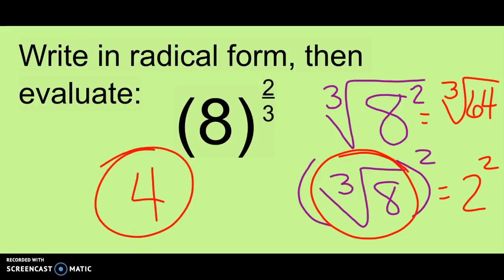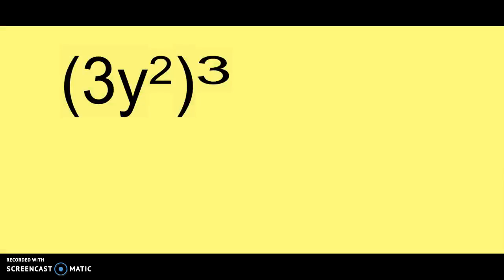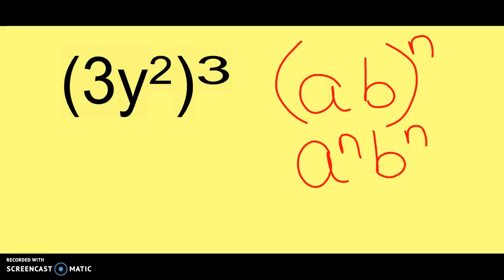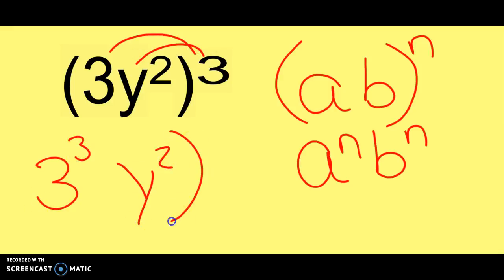All right, let's try playing around with some variables. Let's remember this rule from Algebra 1. Anything inside of a parenthesis, if it is raised to a power, each part is raised to that power. So this is the rule we're using. So 3 is going to be raised to the 3rd power. And then y squared is going to be raised to the 3rd power.